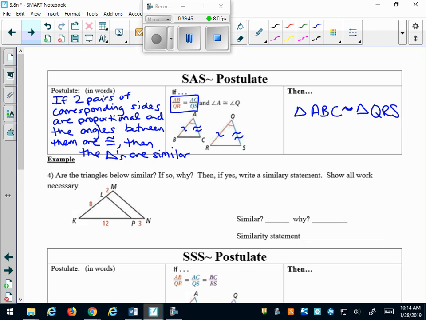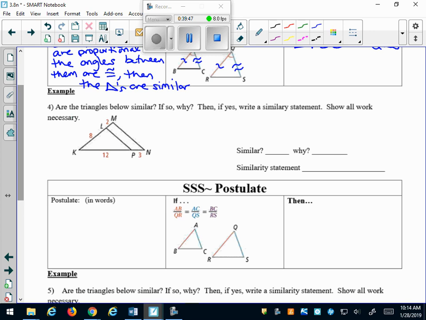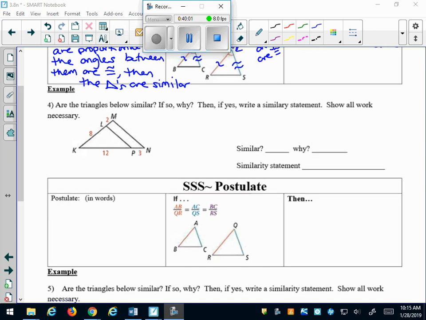Okay, so are the triangles below similar? If so, why? Well, notice these triangles are overlapping. Let's draw them separately. This is triangle KLP and triangle KMN.